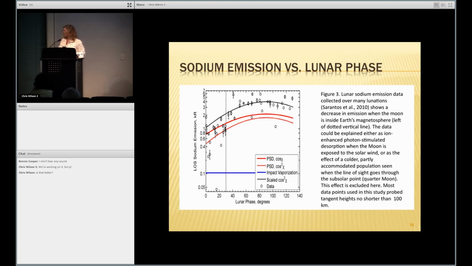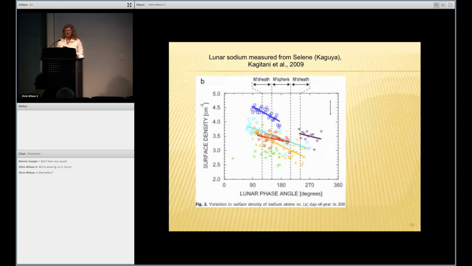So something is influencing the efficiency of photon-stimulated desorption, and we think that this is something that we call ion-enhanced PSD. In other words, when the solar wind impinges on the surface, it acts to prime the surface so that photon-stimulated desorption is more efficient. This is some Kaguya data, and you see the exact same trend. You see a less dense exosphere when the moon is inside the Earth's magnetosphere than when it's outside.